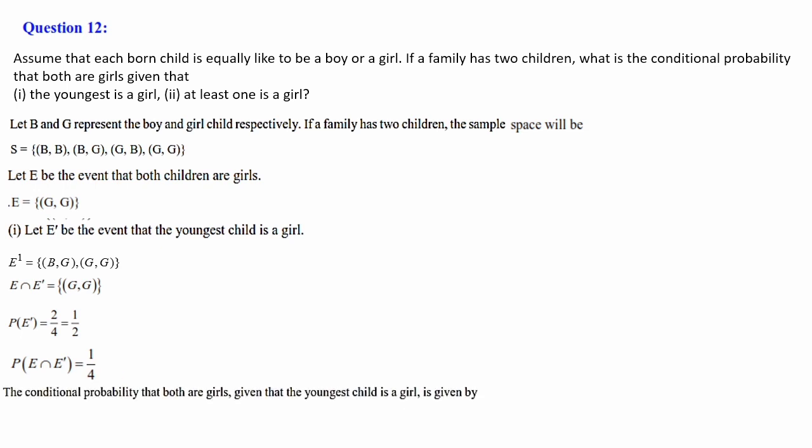Conditional probability that both are girls given that the youngest child is a girl. The youngest child is a girl in the sense that it is E dash. So probability of E given E dash, that is the notation. Probability of E given E dash is equal to P of E intersection E dash divided by P of E dash. We have calculated that: 1 by 4 divided by 1 by 2. When we calculate, we get the answer as 1 divided by 2. So the required probability is 1 divided by 2.